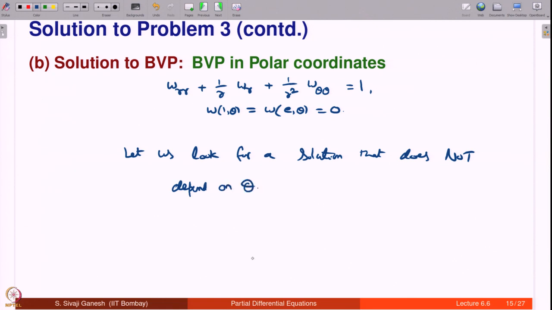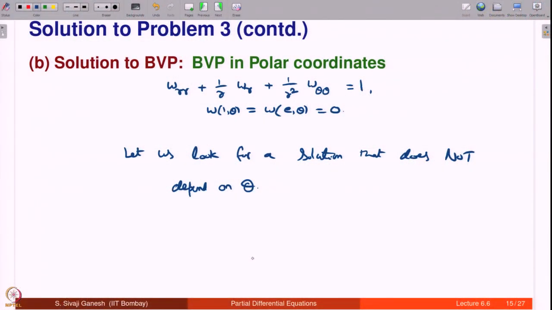If we are successful, we will end up with a solution to the boundary value problem. And we know that the boundary value problem has a unique solution. Therefore, the solution we have found is the solution. That is the idea behind looking for a solution which does not depend on theta. In case we are successful, it is fine. If not, we have to admit theta dependence and try to solve again.